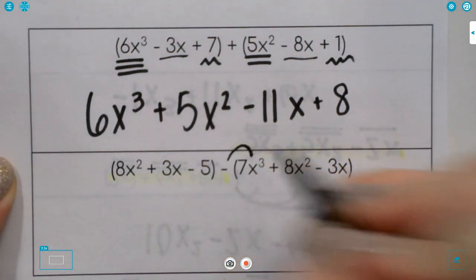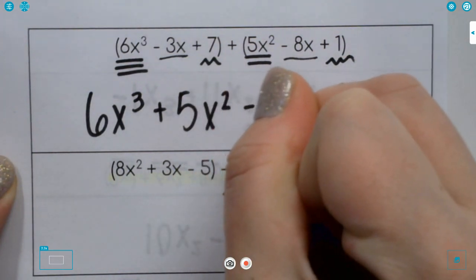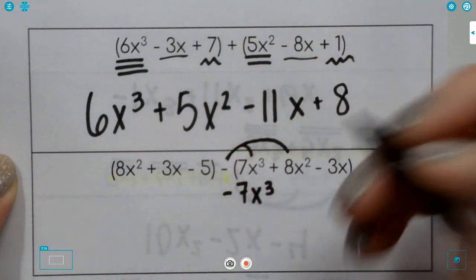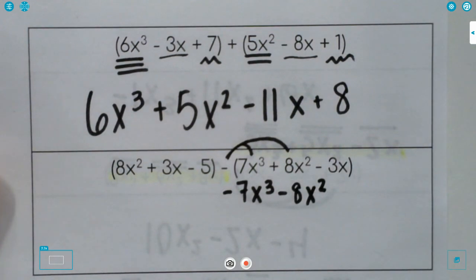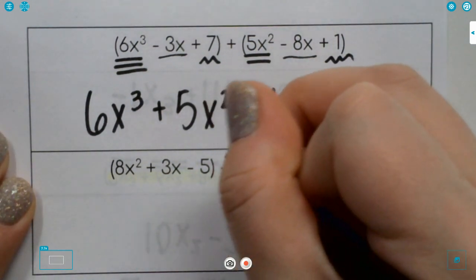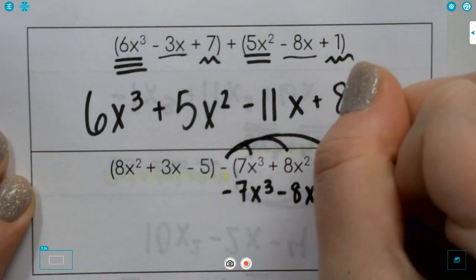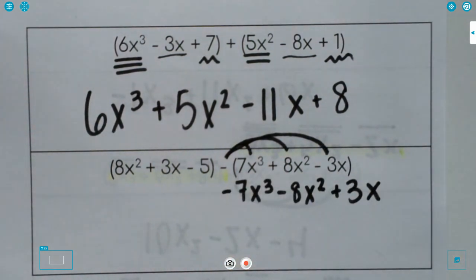So negative times 7x cubed is negative 7x cubed. Negative times 8x squared is minus 8x squared. And then negative times negative 3x, negative times negative becomes positive. Think about it. We're taking away a bad thing. Taking away a bad thing is good.